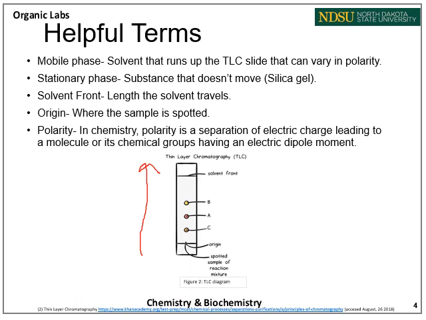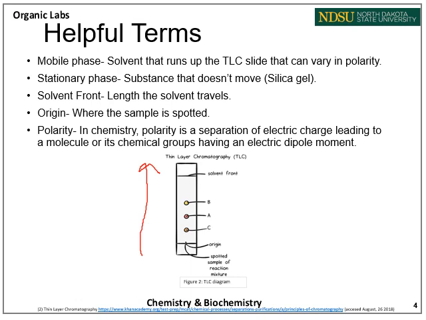Next, there is the stationary phase. The stationary phase is the substance that doesn't move. In our case, it's going to be silica gel. More specifically, it's going to be silica gel coated on a rectangular slide that will be provided for you. This is shown on the image below.